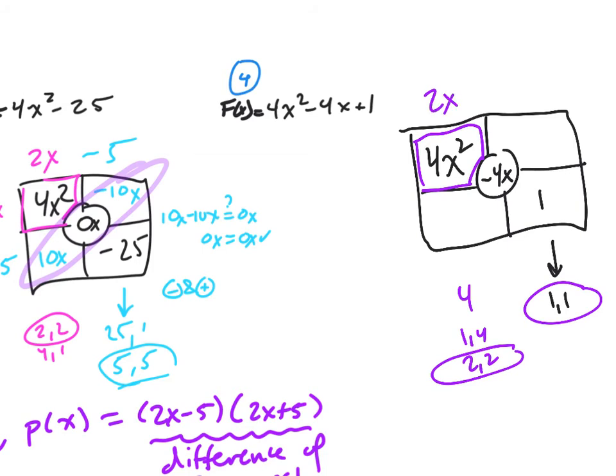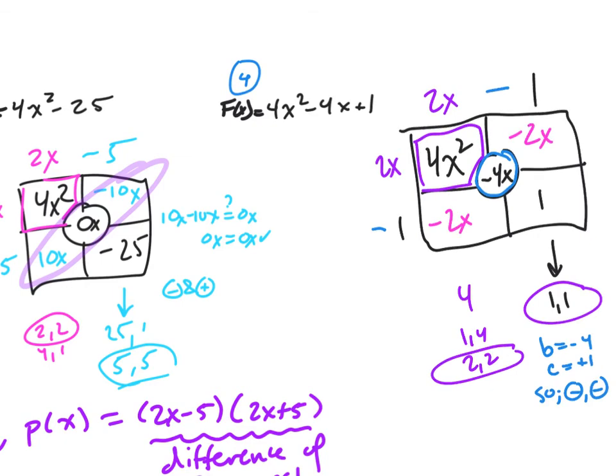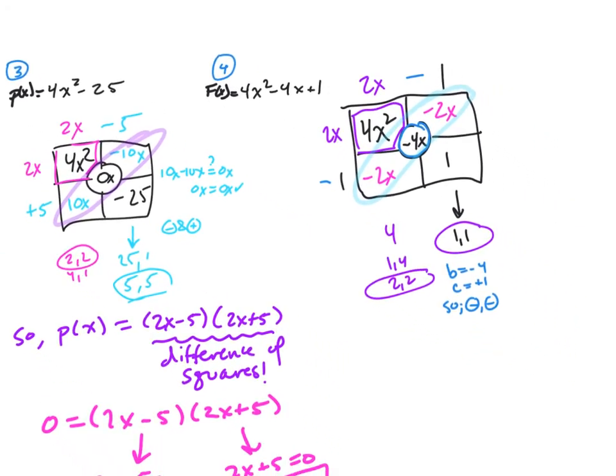So let's try that. 2x, 2x. They both need an x, right? Because x times x is x squared. And then this has to be 1 and 1. One thing I want to say about this. So b equals -4. C is +1. So I'm going to have 2 negatives. So -1, -1. I know. -2x, -2x, because when I join them together, I get -4x. Okay, I gotta zoom out.